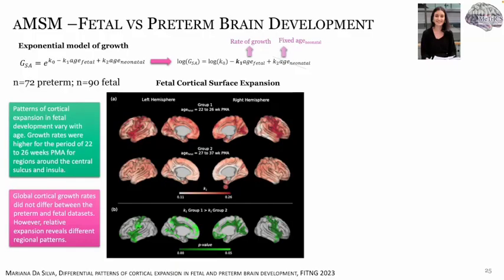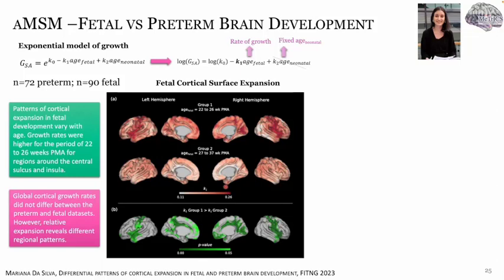And more recently, we were able to reproduce some of these findings in our DHCP fetal cohort by similarly fitting an exponential model of growth to longitudinal anatomical MSM mappings, which this time had been estimated for individuals that have both a fetal and neonatal scan. However, in this instance, we had no control over when the babies were scanned, so we model age at scan as a covariate.